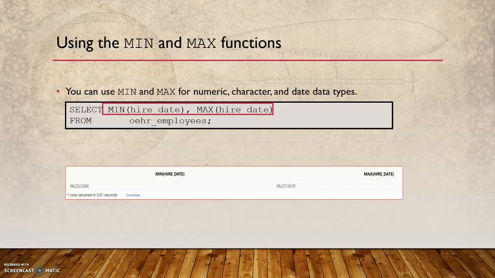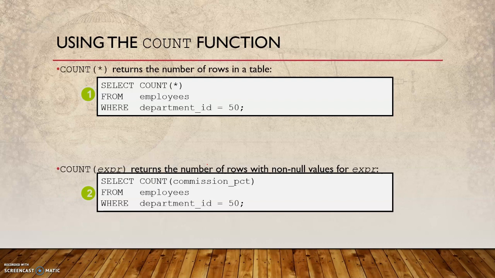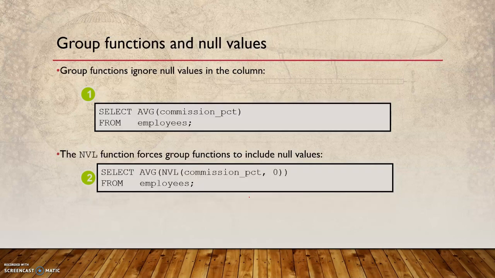Similarly, you can find out min hire date, max hire date, and you can also use the count function. This is just a counting total in the employee table. For department ID 50, what is the count? And again, the count of the commission where the employee ID, and this returns the number of rows with non-null values in the expression. So if it is null, it will not take that into account.